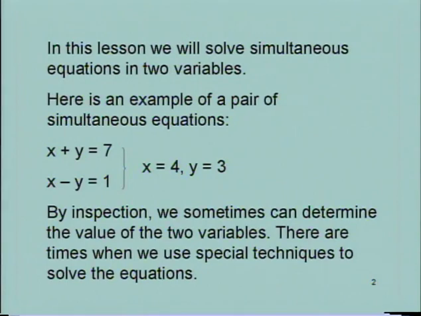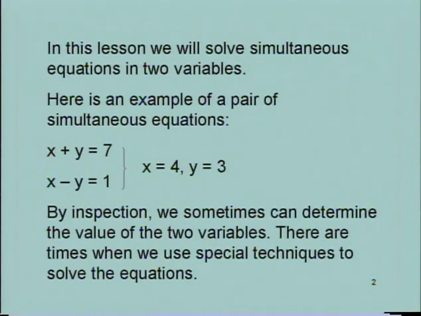Here is an example of a pair of simultaneous equations. x + y = 7 and x - y = 1. x is a variable, y is a variable. x represents a number and y represents a number. So we are to look for two numbers that will make both equations true.